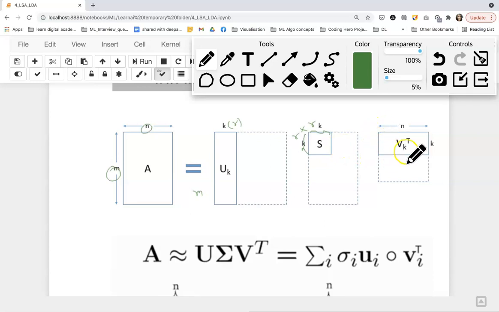Now this over here is V transpose. So in V transpose, what will be the dimension of V first of all? The dimension of V will be n cross r, or n cross k. Now if we take the transpose of it, we will get k cross n. So this is k cross n, that means k rows and n columns in the transposed matrix.